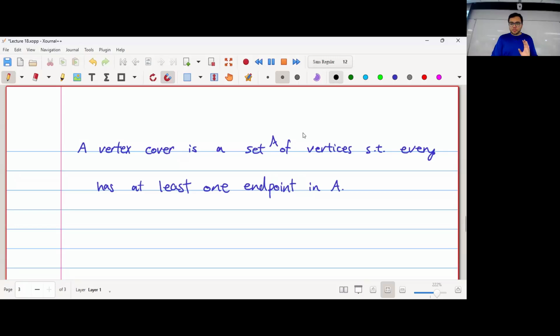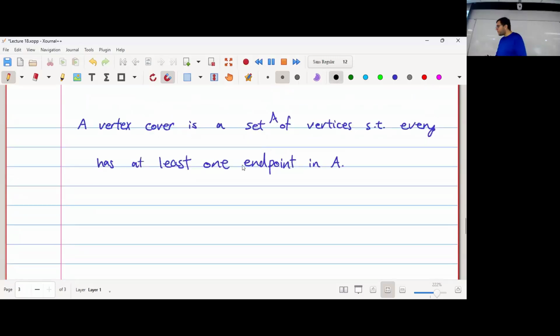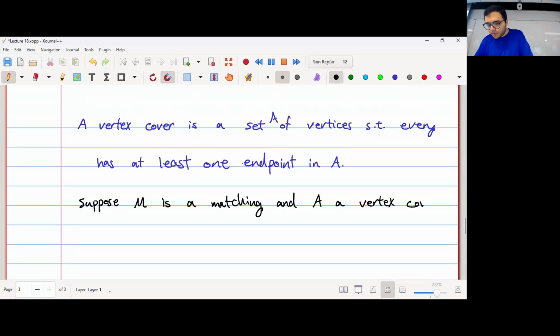Okay, and in order to talk about this, I'm going to first try to find a relationship between matchings and vertex covers. So let's say I have a matching M. Suppose M is a matching, and let's say A is a vertex cover. Remember that this one is a set of edges, but this one is a set of vertices. But what can I say about the relative size? Which one is going to be bigger?